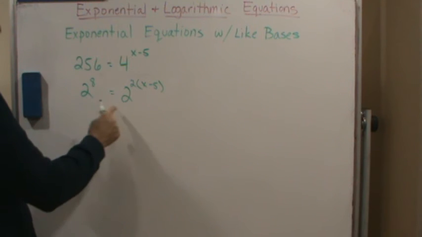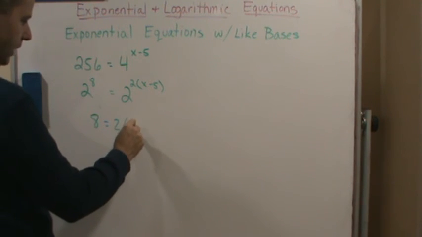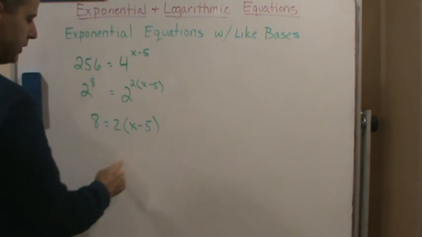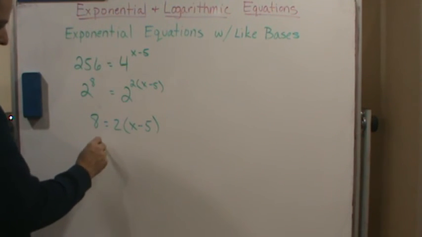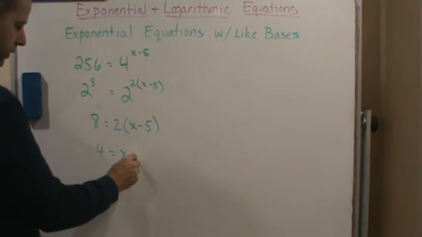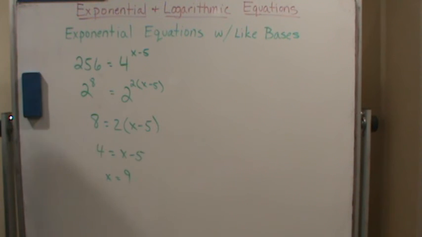And so then you could have done the same thing here. We get 8 equals 2 times x minus 5. But you would have ended up with the same thing, because if you divide both sides by 2, you get 4 equals x minus 5. Of course, you get the same answer.